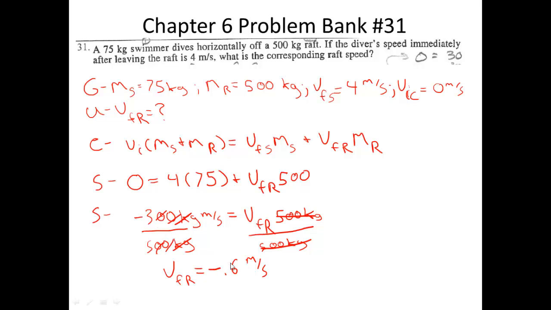Yes, negative 0.6. What that means is that because we originally called our swimmer's velocity positive right here, that is telling us that our raft is going in the opposite direction of our swimmer. And that is our final answer.